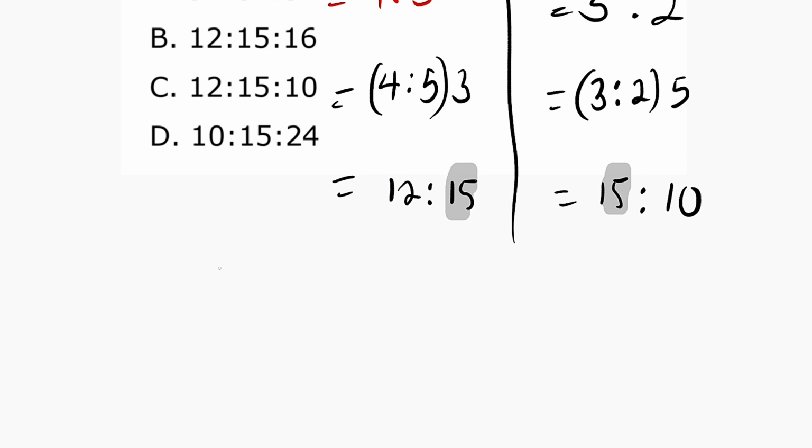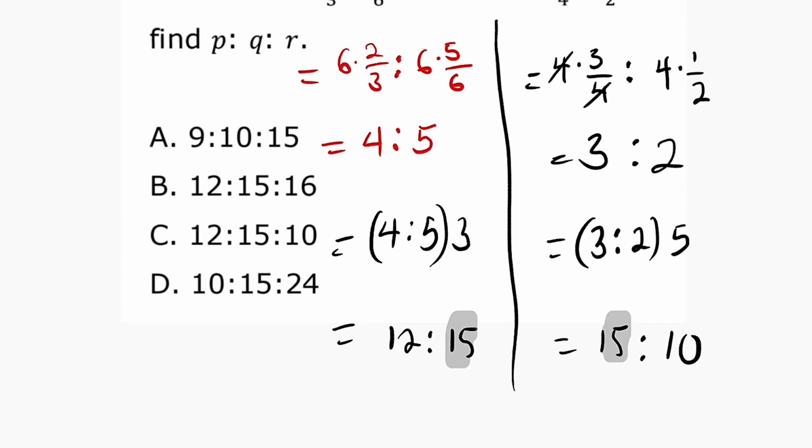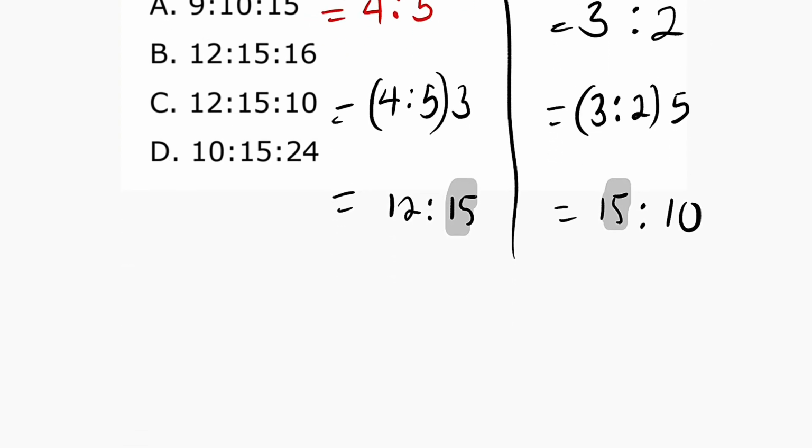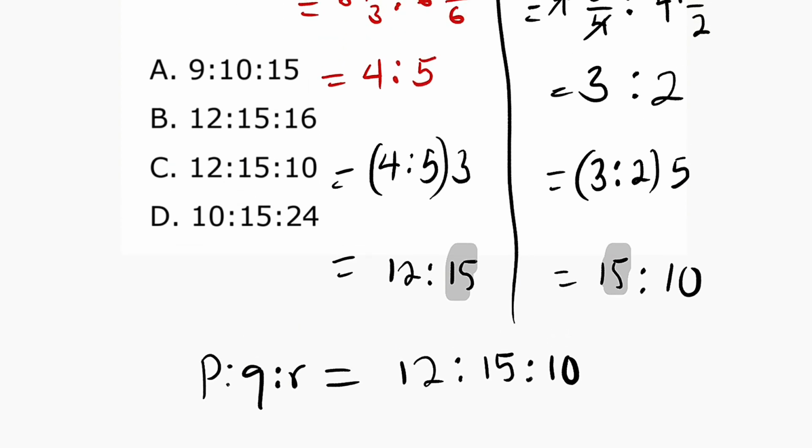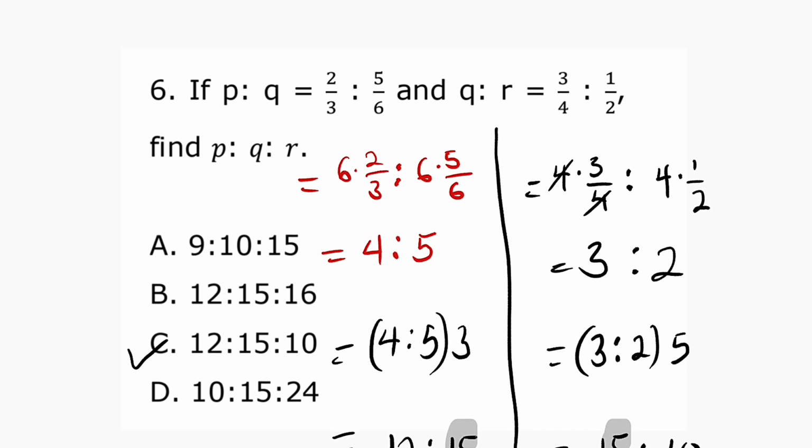So finally, we can say that because we are looking for P to Q to R, P to Q to R is the same thing as 12. Then you take one of the 15s because they are the same, to 10, which is exactly option C we have here. And let me show you the second approach.